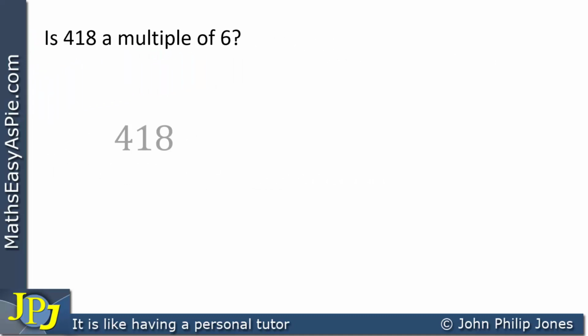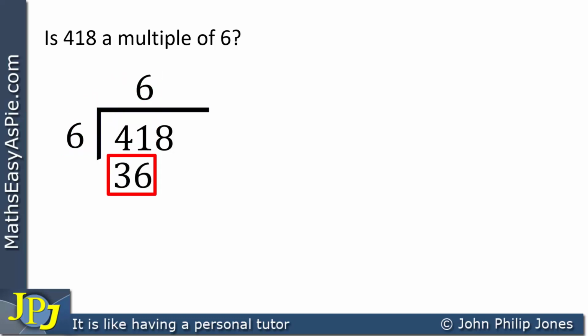What you need to do is to write the 418 down, and then you're going to divide by 6. And you're going to ask whether 6 goes into 4, which it doesn't. So then you ask whether the 6 goes into the bigger number of 41, and it does. It goes 6 times. Now 6 times 6 is 36, so you put the 36 below the 41, and now you subtract the 36 from the 41, and you get 5.